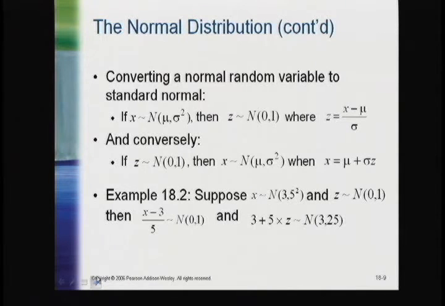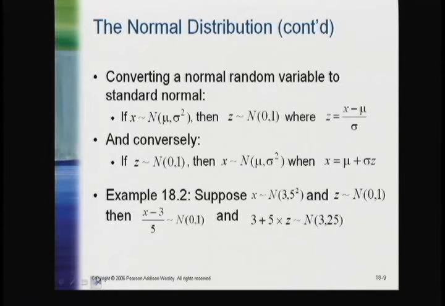So next we'll look at some commonly used properties of the normal distribution relating to converting normal variables. And again, this should be familiar. If we have a normal random variable that has a mean of mu and a variance of sigma squared, we can convert it to a standard normal. The standard trick is we subtract the mean and divide by the standard deviation. And we'll understand this in a minute.